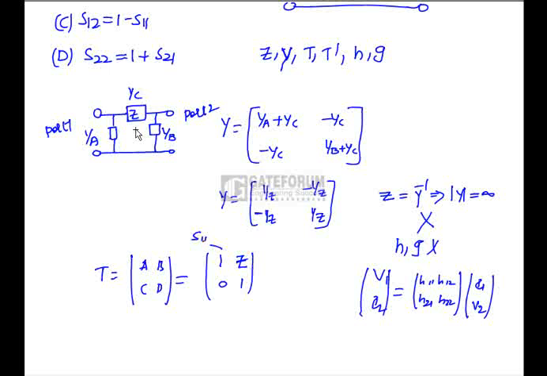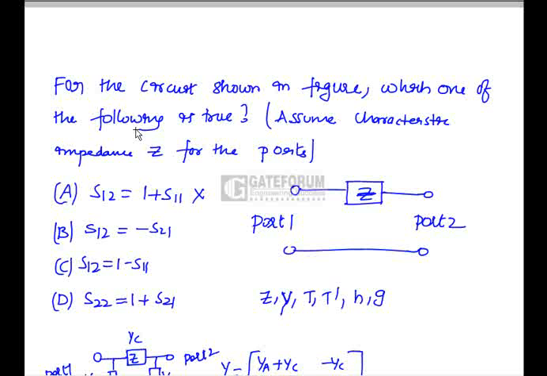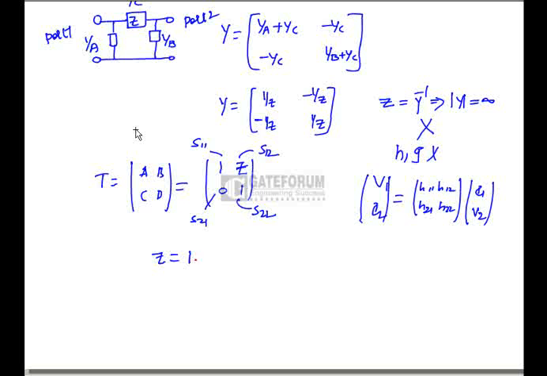Take this one as S11, this as S12, this is S21 and this is S22, and observe the relations there. Option A says S12 is equal to 1 plus S11. Option A is wrong. Similarly, what is given in option B is also wrong. S12 is not equal to minus S21. Similarly, option C: S12, that is Z, is equal to 1 minus S11, which is 1. So this is not equal to Z. This option is also wrong.